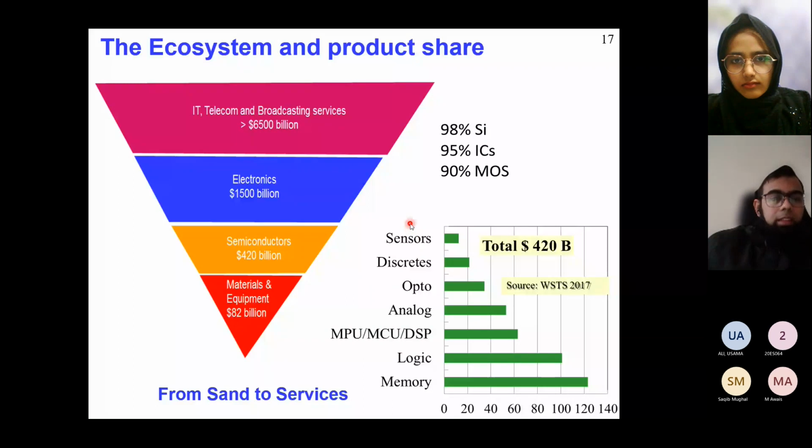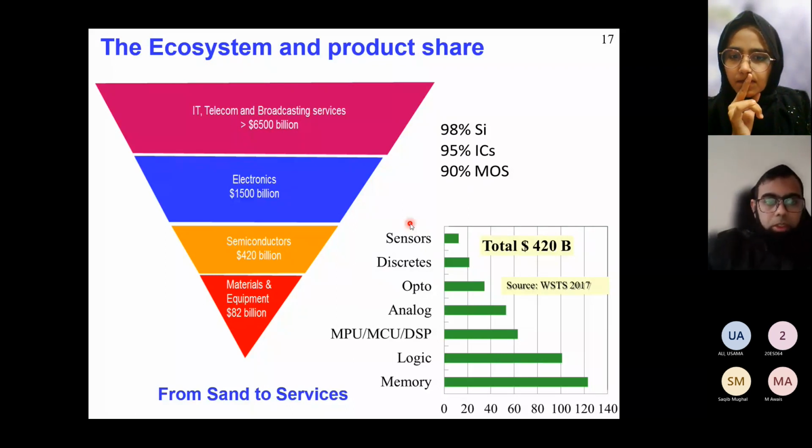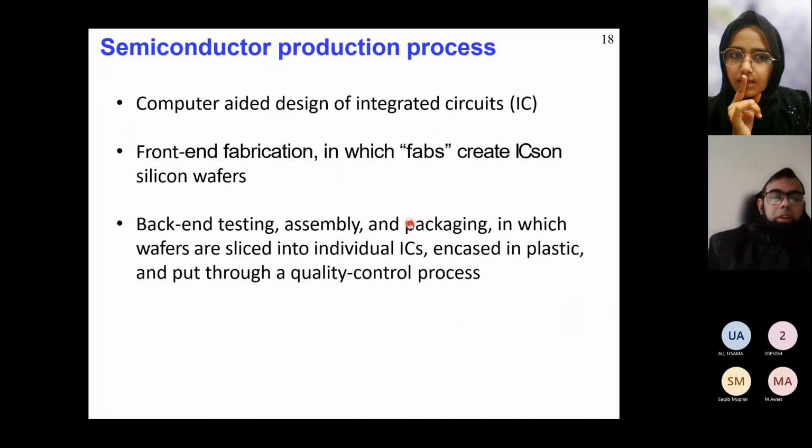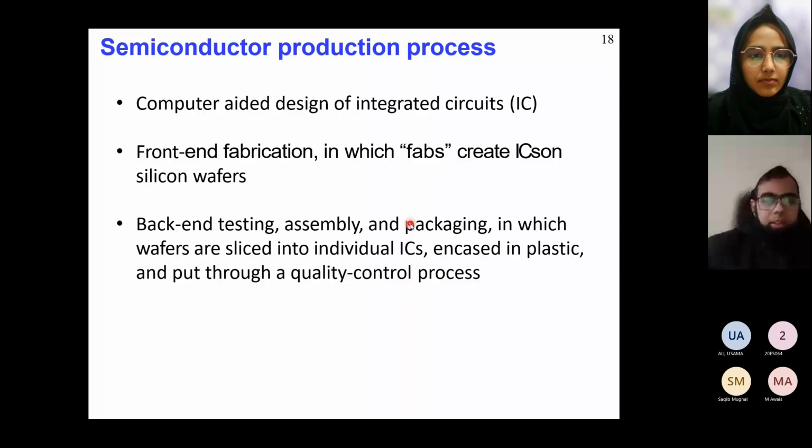Every kind of electronic equipment has the semiconductor as the basic thing, right? So from sand, basically sand is silicon dioxide, and from silicon dioxide it goes through several kinds of processes, and after that we extract silicon wafers from there. While fabricating semiconductor devices, we use CAD, computer aided design, clean room fabrication, and packaging. You might have seen these things in some of your undergrad courses, and it's very fundamental. It's a very big market, a billions of dollars market, as I showed you in this slide.